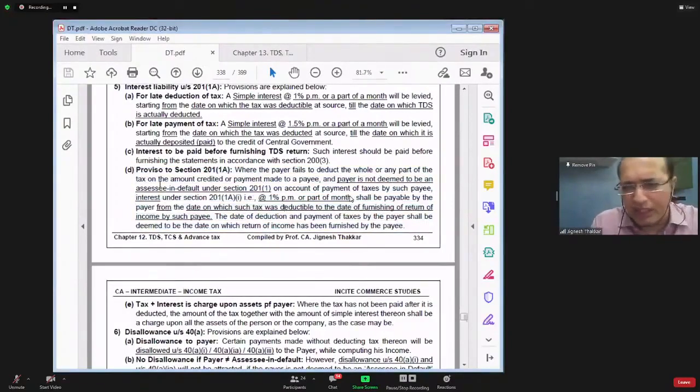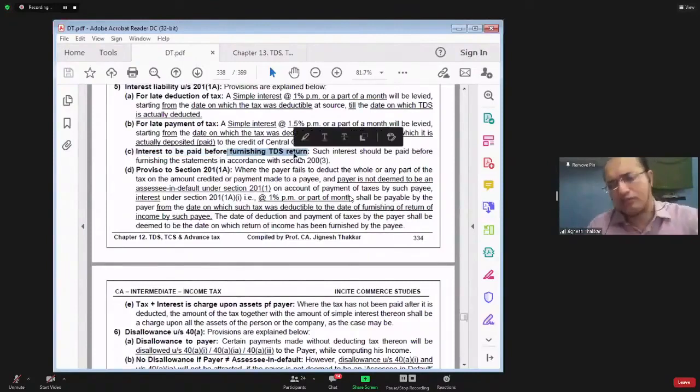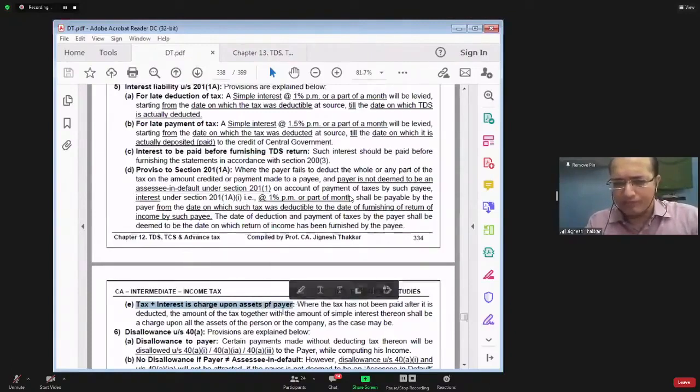So points A, B and D I have explained to you. Now we are left with points C and D. They say whatever interest is there, 1%, 1.5%, whatever interest you have calculated, this interest the payer has to pay to the government. The payer has to pay this interest to the government before furnishing the TDS return. If this interest is not paid to the government, then the tax amount along with the interest amount will be considered as a charge upon all the assets of the payer.